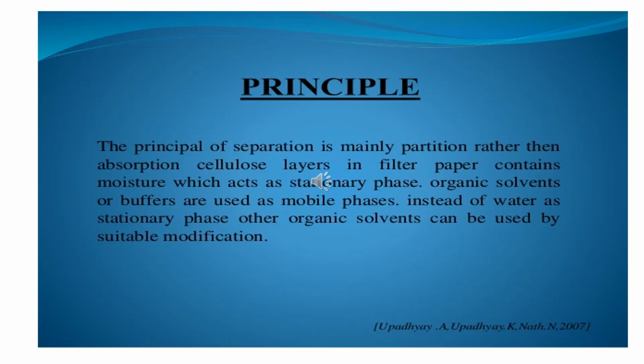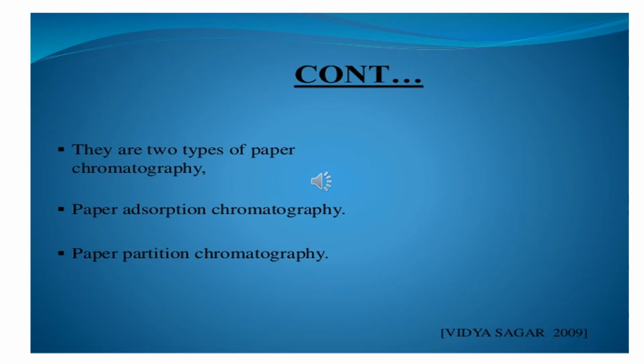The principle of separation is mainly partition rather than adsorption. The cellulose layer in the filter paper contains moisture, which acts as the stationary phase. Organic solvents or buffers are used as the mobile phase. Instead of water as the stationary phase, other organic solvents can be used by suitable modifications. There are two types of paper chromatography: first is paper adsorption chromatography and second is paper partition chromatography.